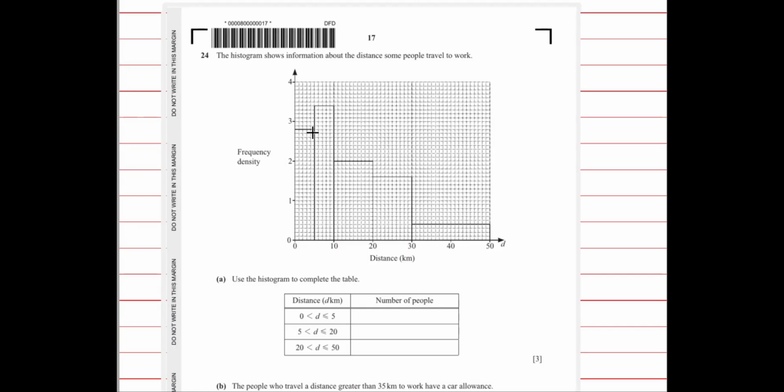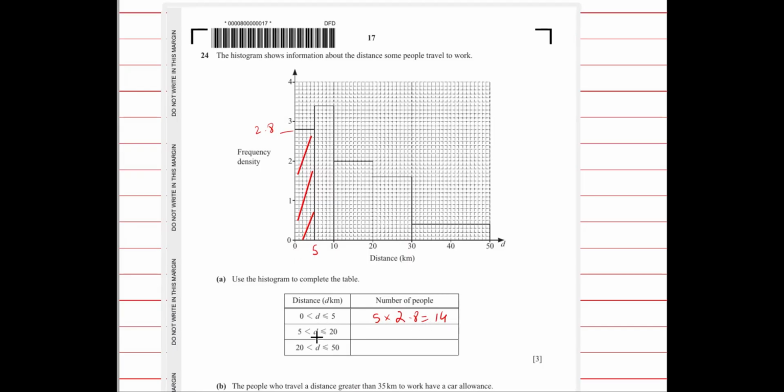Look here, the area of this bar will be equal to base into height. The width of this bar is 5 and the height of this bar is 2.8. Therefore, 5 into 2.8 will be equal to 14. The number of people who travel the distance 0 to 5 kilometer would be 14 people.